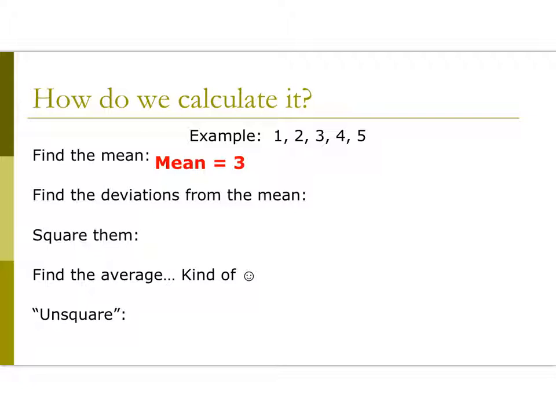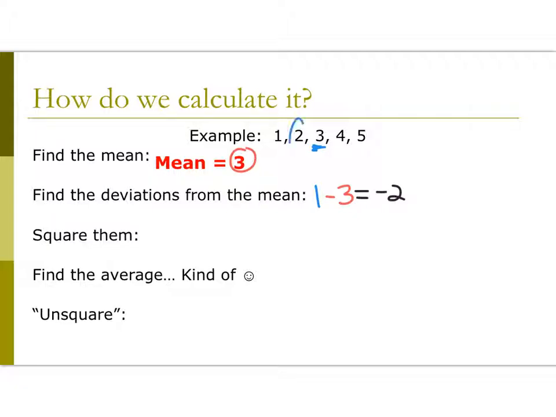So we're going to learn how to calculate the standard deviation. The first thing you need to do is find the mean. We're starting with a really simple little data set right here, 1, 2, 3, 4, 5. So my mean is 3. The first step of calculating standard deviation is to calculate deviations from the mean. That means I'm going to start with the 1 and then subtract the 3. That would give me -2.